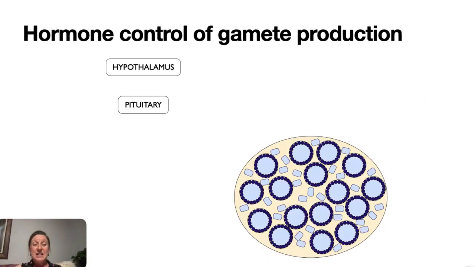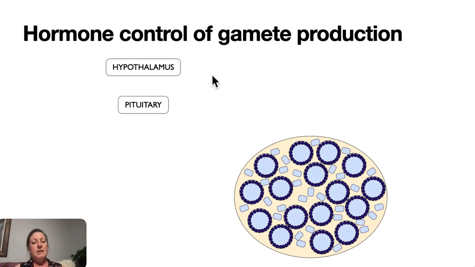Now, how is this controlled? How do we know when we need more sperm and when we don't? It comes back to something we've seen before, which is this relationship between the gonads, the testes and the ovaries, and these primitive structures in the brain called the hypothalamus and the pituitary. And they kind of make a link between the nervous system and the endocrine system. They have a foot in both of those teams.